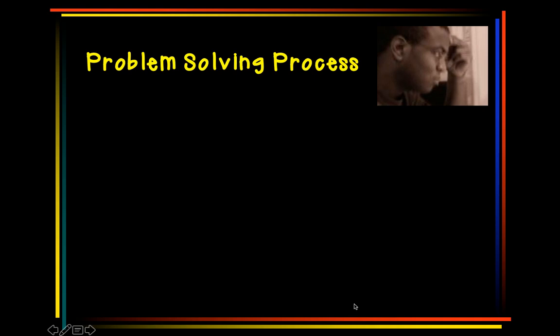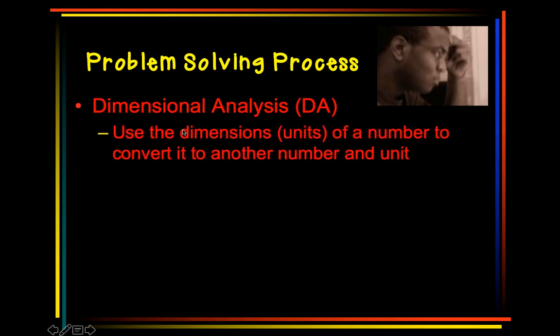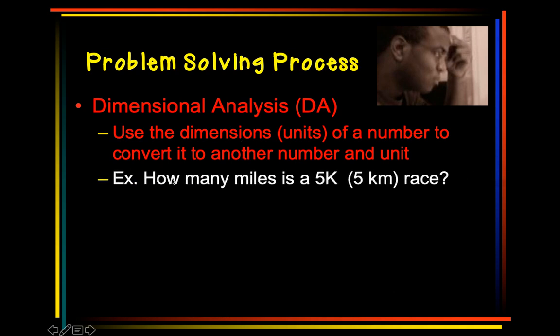All right, so we're learning about something called dimensional analysis. So again, red means write it. So here's where your notes start. Dimensional analysis, which I will abbreviate DA lots of times, uses the dimensions, which are like the measurement units of a number, to convert to another number and its new unit. So for example, if I ask the question, how many miles is a 5K race? Maybe this is something you hear people talking about, like, oh, I'm going to run a 5K.